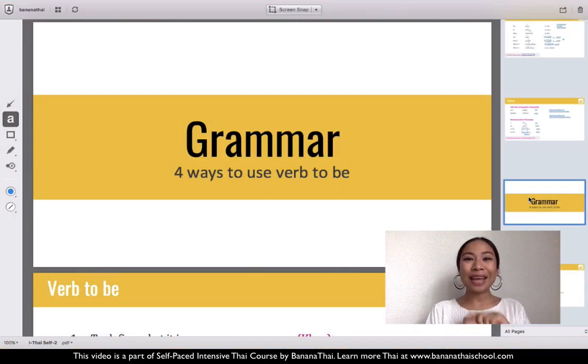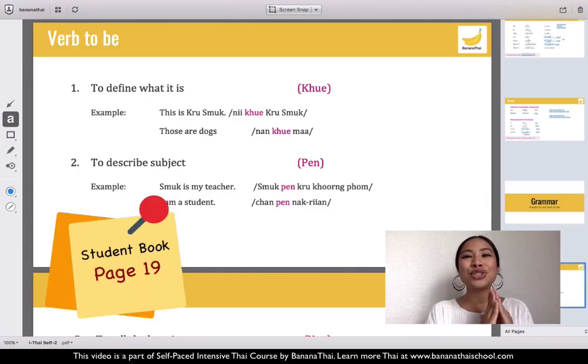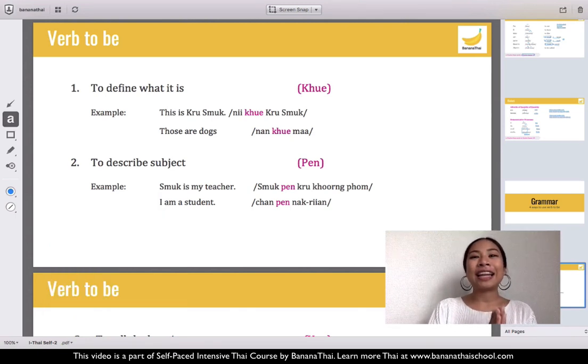And now you are again with me in chapter 2.2 in a grammar part. In this lesson, you will learn 4 different ways to use verb to be in Thai language. Let's start. So as I mentioned before, in Thai language there is no conjugation. So there are only some words that indicate the verb to be. Let's start with the first way to use verb to be.